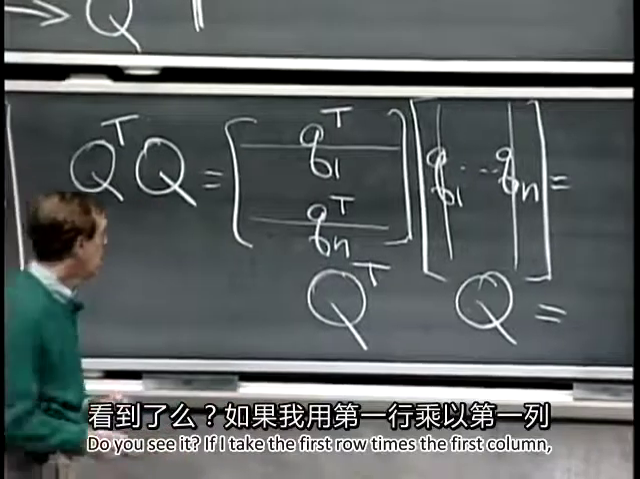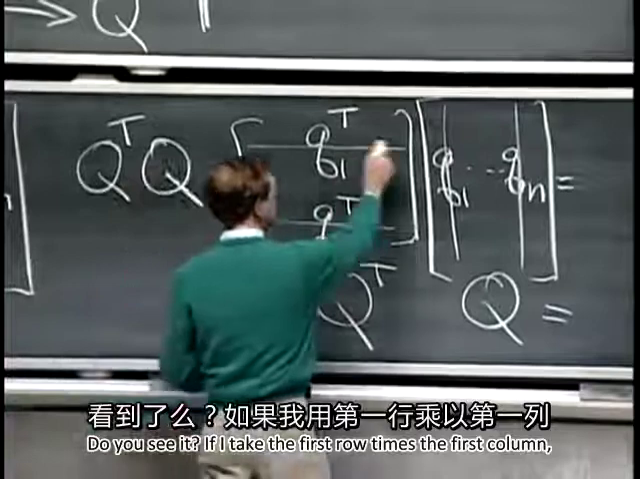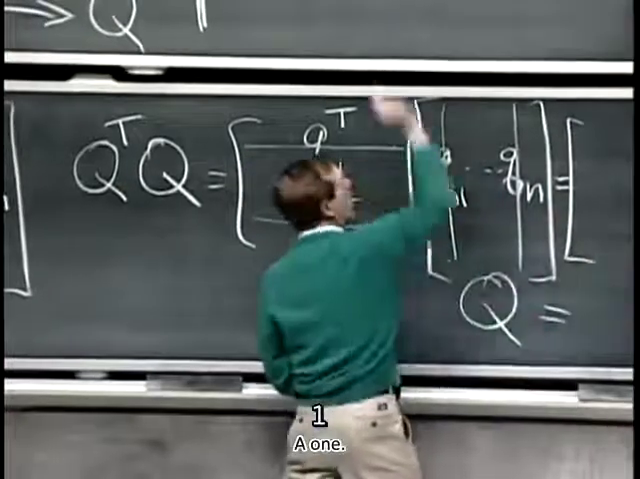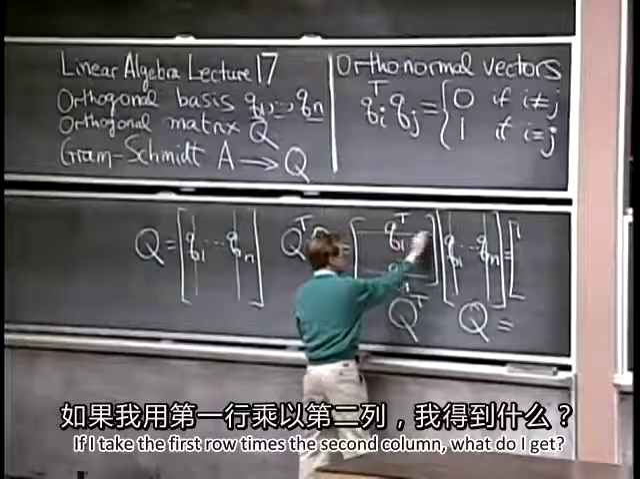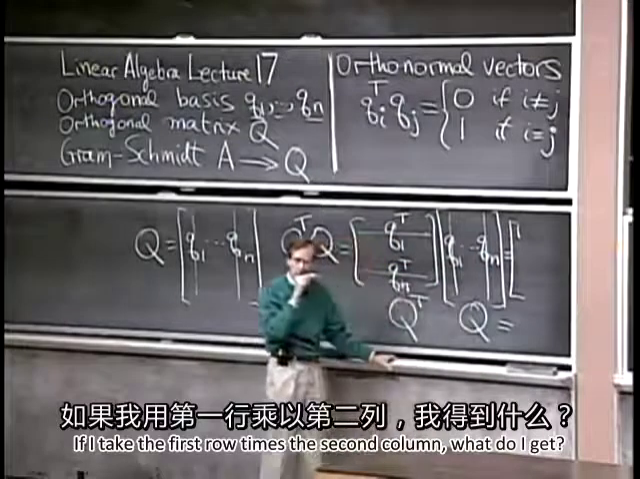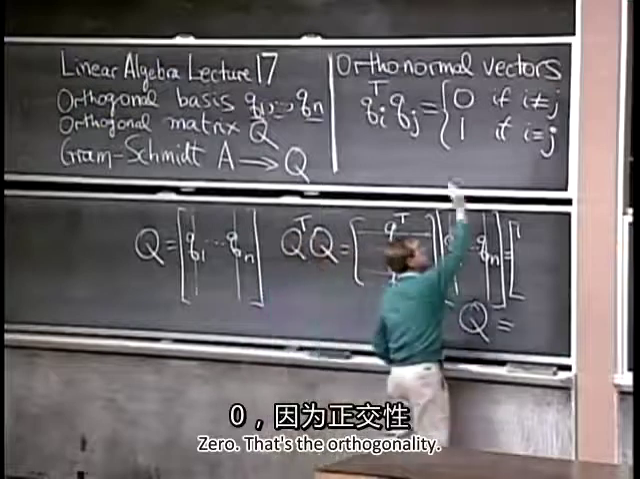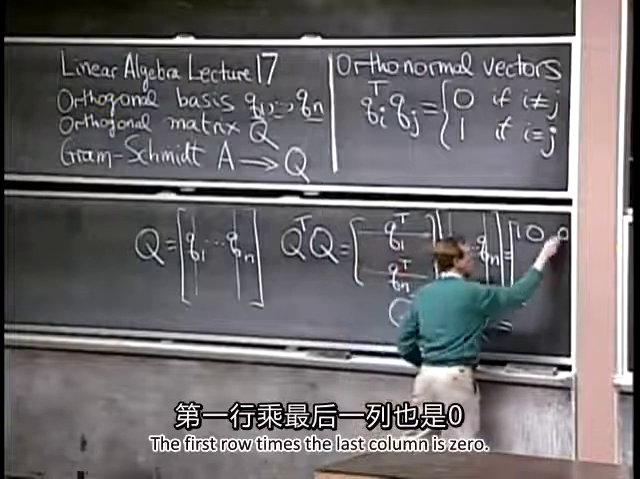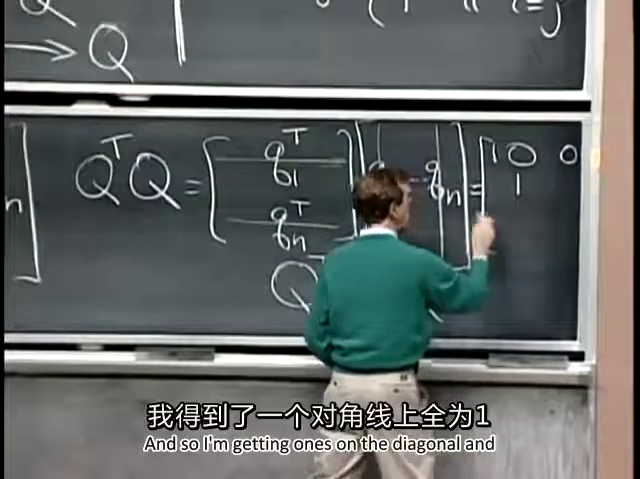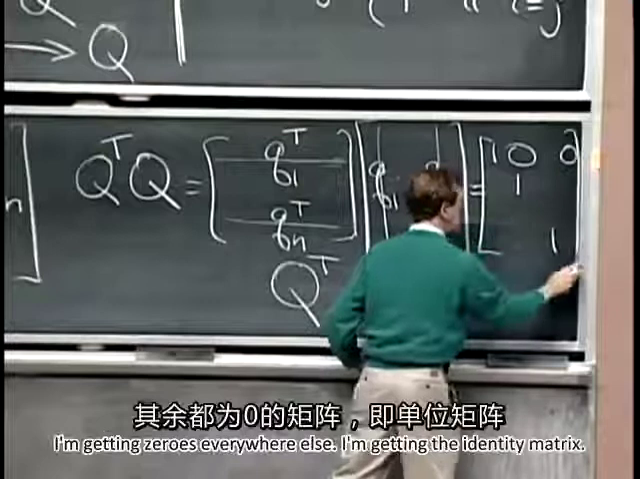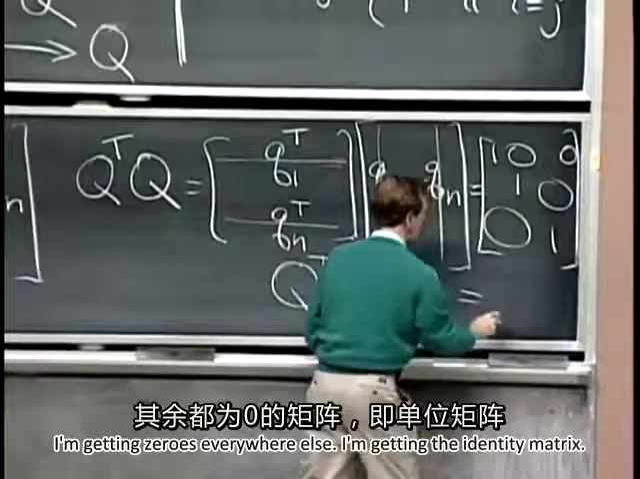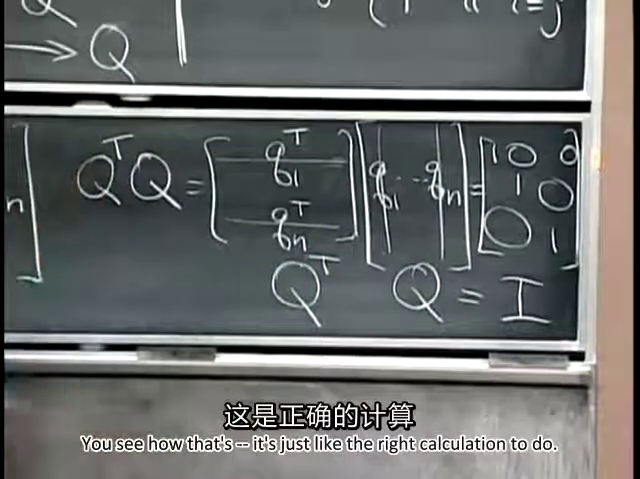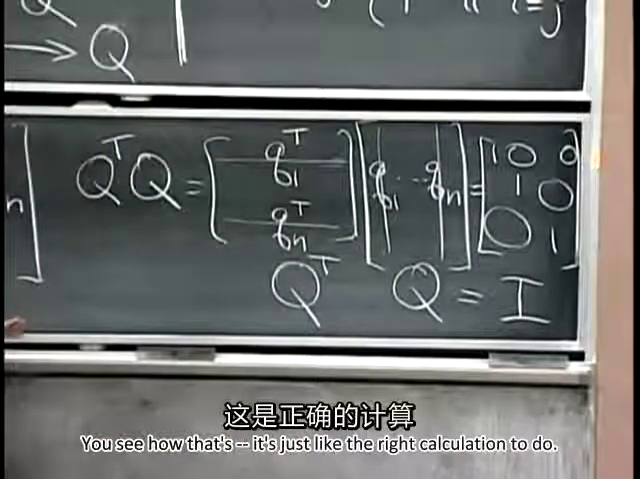Do you see it? If I take the first row times the first column, what do I get? A 1. If I take the first row times the second column, what do I get? 0. That's the orthogonality. The first row times the last column is 0. And so I'm getting 1s on the diagonal, and I'm getting 0s everywhere else. I'm getting the identity matrix. You see how it's just like the right calculation to do.